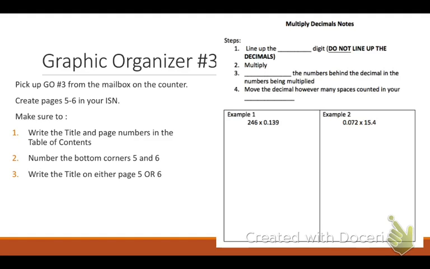So first we need to set up your notebook. I need you to go to the mailbox and get graphic organizer number 3. Make sure it says multiplying decimals notes. And we also want to create pages 5 and 6 in your individual student notebook. Don't forget, we need to add this to the table of contents, and we're going to glue the graphic organizer onto page 5 and then number those 2 pages. Okay, so if you need to, go ahead and pause the video and get that set up, and then we'll start taking some notes.